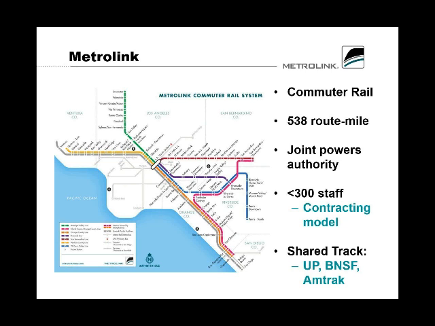We have a small staff, under 300 persons, and we use a contracting model to do most of our work. So our field maintenance, our train engineers, locomotive maintenance, those are all handled by contracts. And we also operate over our own tracks, as well as tracks owned by Union Pacific and BNSF. Additionally, we have shared use of our tracks with Amtrak along our coastal routes.